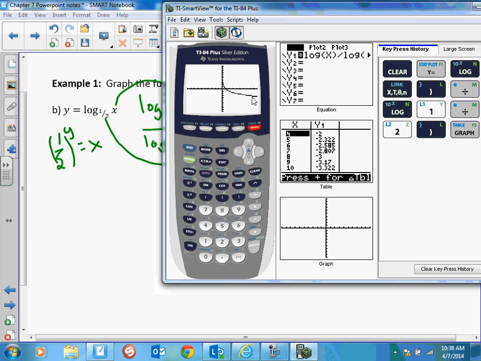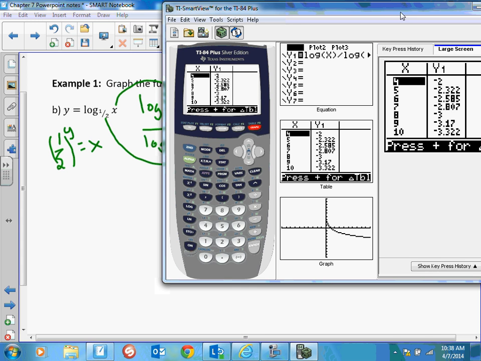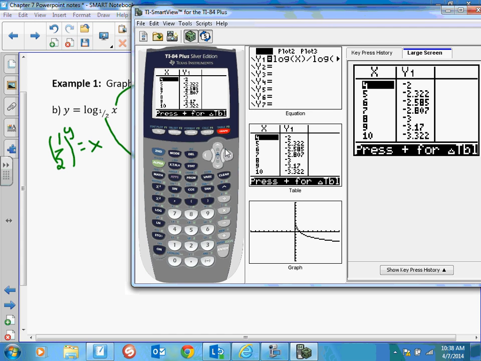You can see the graph, how it's a decay and how it curls up but is not going to quite hit it. The 1/2 makes it a decay function, which means it's going down. It also reflects it differently. And then we can just use some points off this table. So let's hit second table. Actually, let's go large screen. Okay, and let's look for some numbers that we want to use.